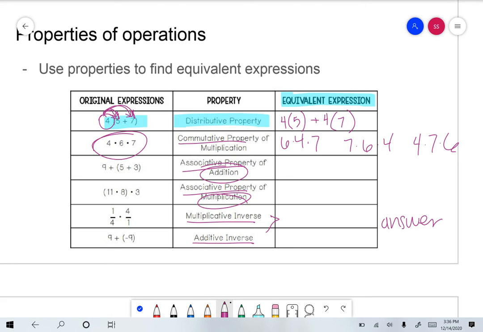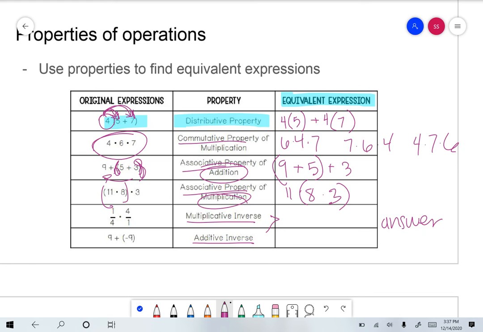The next one, associative property of addition. So we're changing what is being grouped. So the order will still be the same, 9 plus 5 plus 3. But instead of 5 and 3 being grouped, we're going to have 9 and 5 being grouped. So we're just basically picking up these parentheses and moving them over. Associative property of multiplication is next. So again, associative property will still have the order the same. So 11 times 8 times 3. But instead of 11 and 8 being grouped, you're going to pick those parentheses up and shift them over.